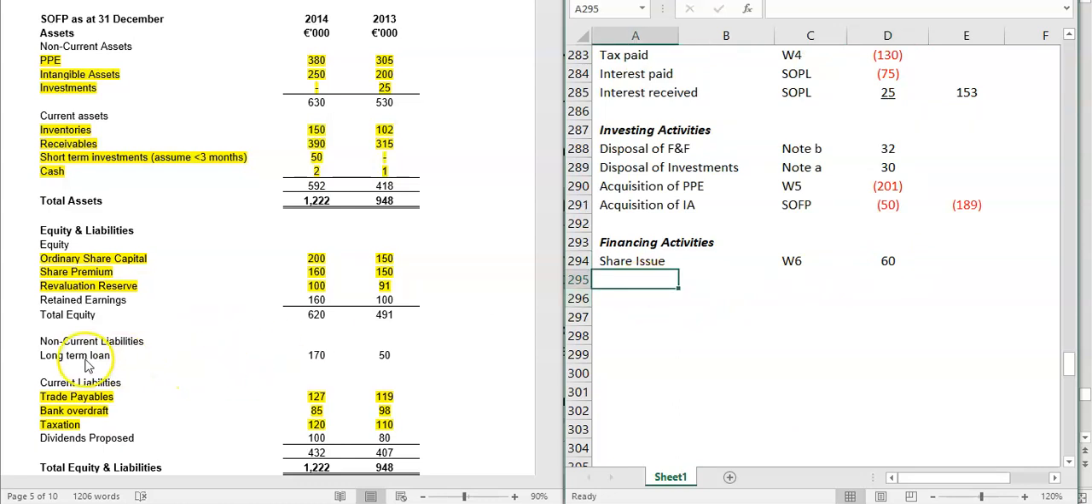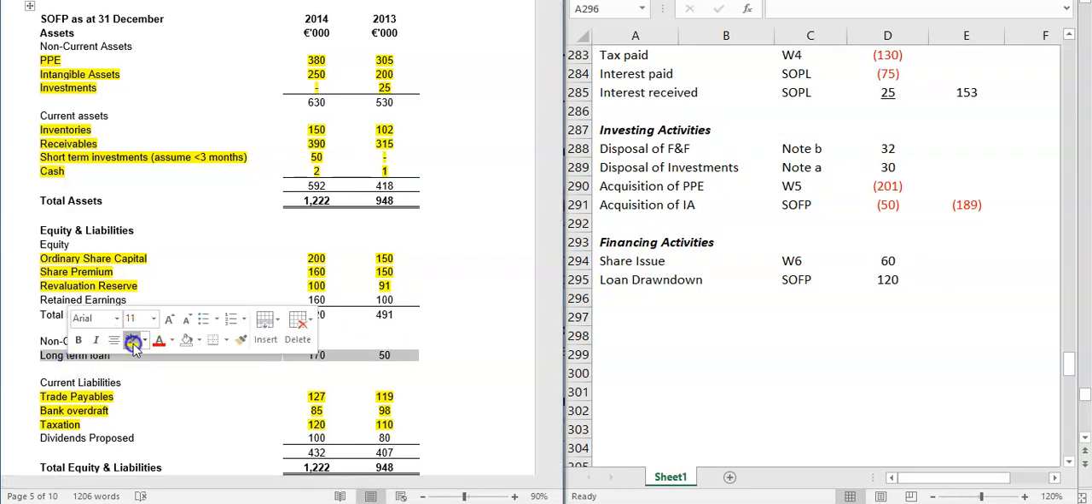A loan, be careful, this is a loan drawdown or a new loan. Loan drawdown is you're getting on a new loan. I just put there SOFP 120. That is positive because you're saying, well, the loan last year was 50, it is now 170. So the debit and credit there is debit bank, money coming in, credit loan, I owe extra money. That's another straightforward one we get out of the way.